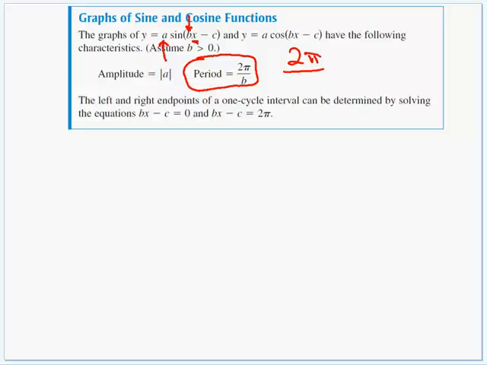And here's an easier way to look at what we saw in the previous slide. The left and right endpoints of one cycle interval can be determined by solving these equations: bx minus c equals 0, because 0 is where the basic trig functions begin, or bx minus c equals 2 pi, because the usual cycle is 2 pi. So those are the old endpoints, 0 and 2 pi. We take whatever is within these parentheses, bx minus c, and set that equal to 0. We take the same value and set it equal to 2 pi. Those will be the beginning and end points of one cycle of our graph.